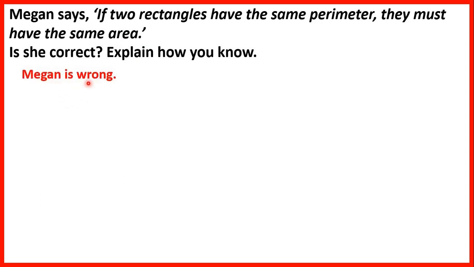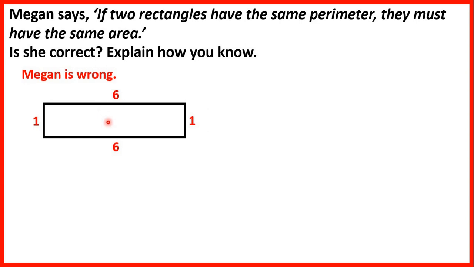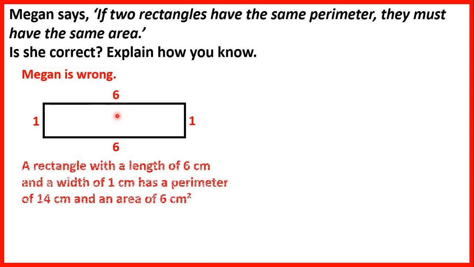So Megan is wrong, and for explain how you know questions, if someone is wrong, all you need to do to explain is give an example. So let's say we have a rectangle like this.